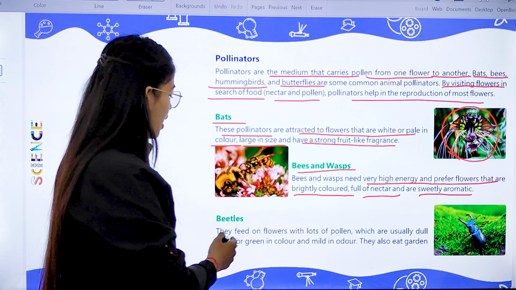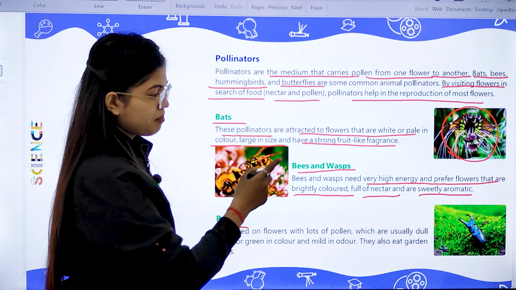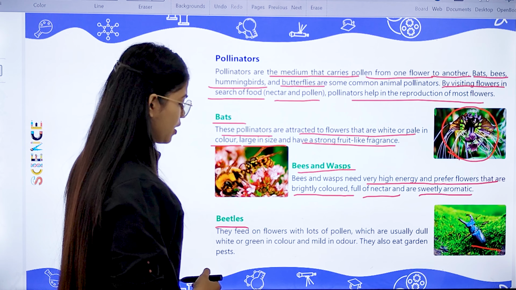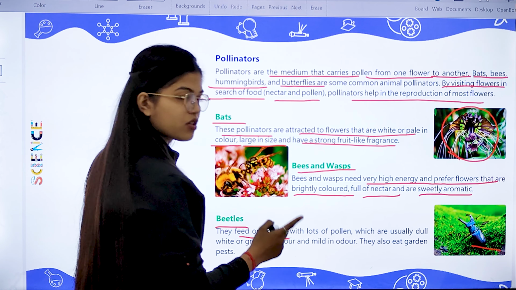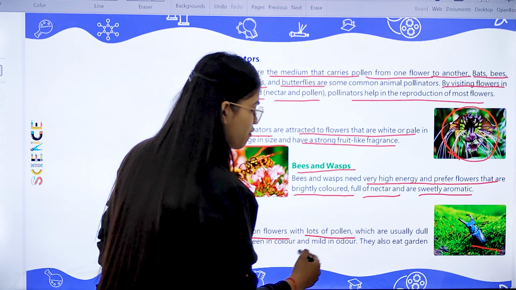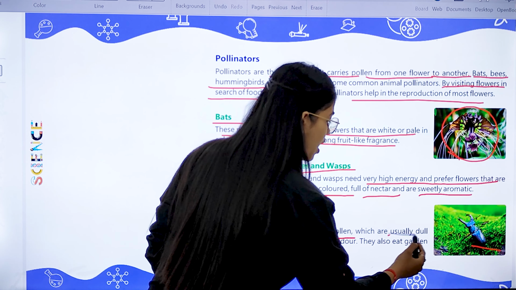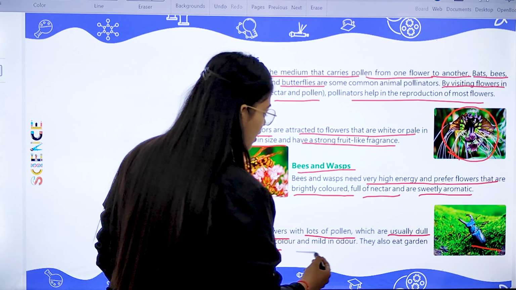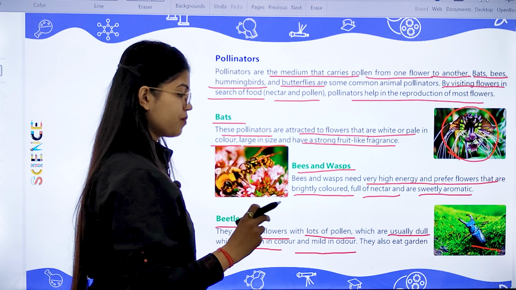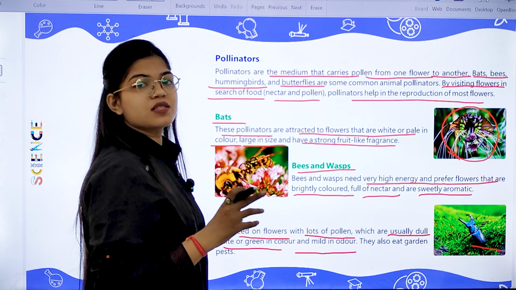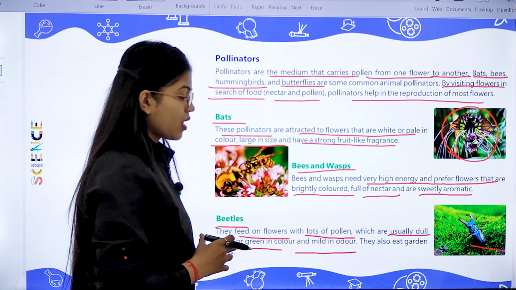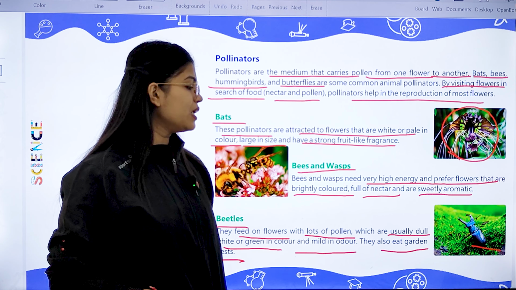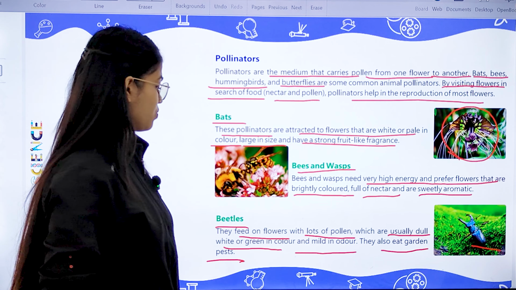Now next we have what? Beetles. You can see in this picture, this is a beetle, which is a kind of animal pollinator. It feeds on flowers which have lots of pollen, flowers which are usually dull white or green in color and have a very mild odor. Such flowers attract beetles. And it is very important to know that beetles also eat garden pests.